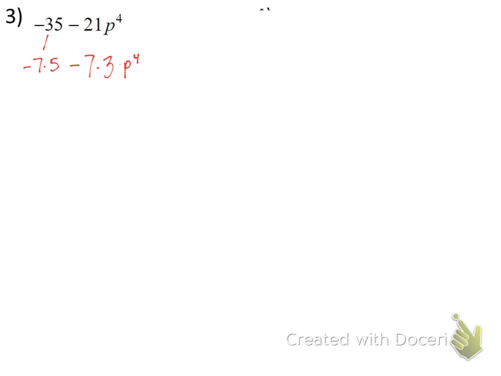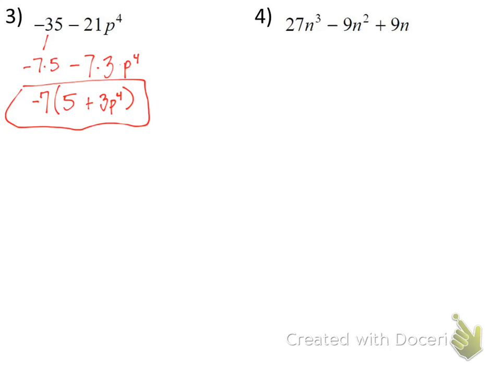But what else does both of them have? Negative sign. So you shouldn't just take out a 7. You should take out a negative 7 times, then we have 5 plus 3p to the 4th power. Okay? Make sense? Okay, let's do number 4 now. Oh my goodness. Number 4. Ready, set, go.